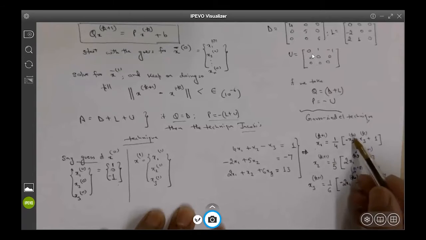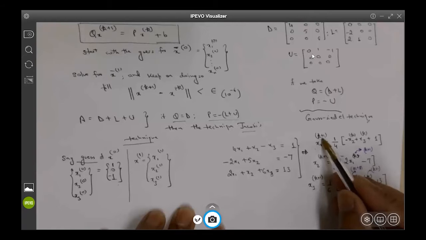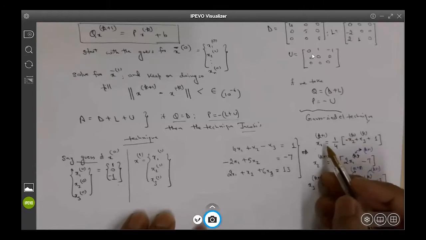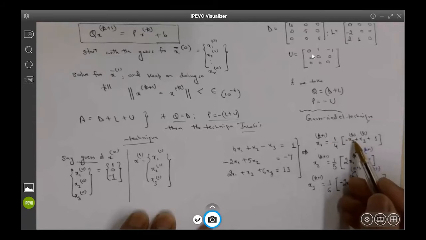are available. So at this point, I do not have the values of x2 and x3 for my current iteration. Current iteration is the k plus 1th iteration. So if k is 0, and I have to find x1 for the first iteration, I'm using x2 for the 0th iteration and x3 for the 0th iteration. I do not have the values of x2 and x3 for the current iteration, so I use the previous values.